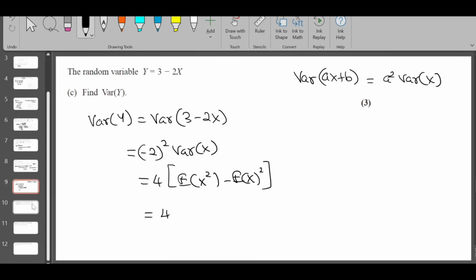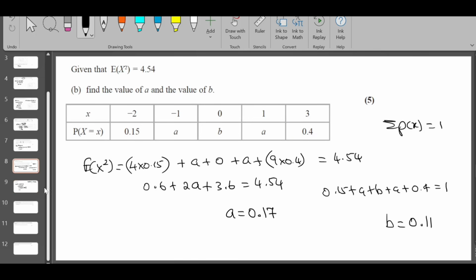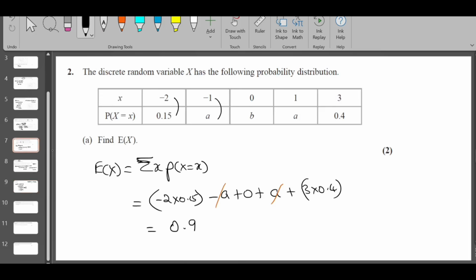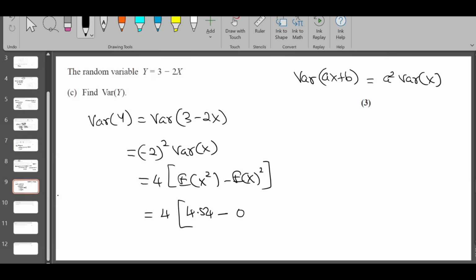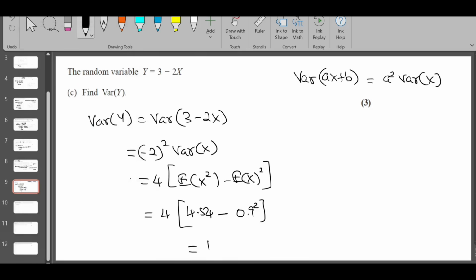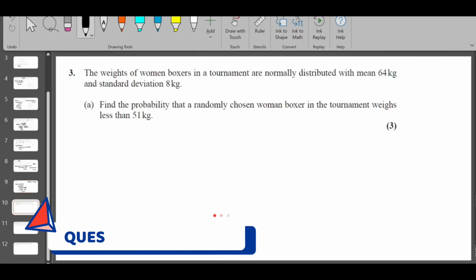We just calculated E of x square here. It's given as 4.54. 4.54 minus E of x is 0.9, right, from part A, 0.9 square. So you get 4 times 4.54 minus 0.9 square, 14.92. That's the answer. That's all. Let's move on to question number 3.